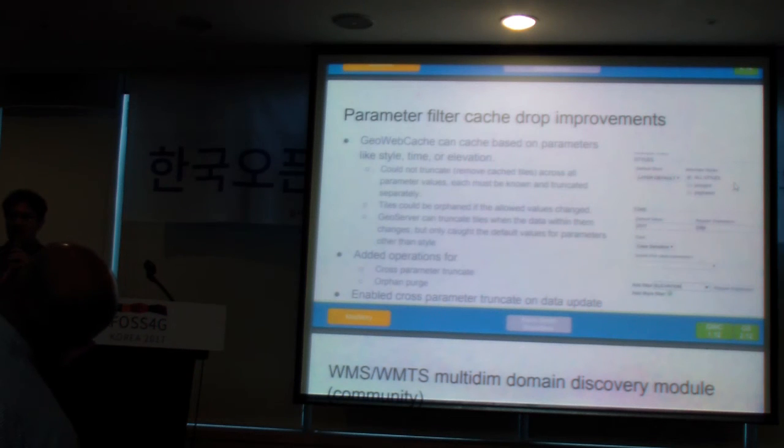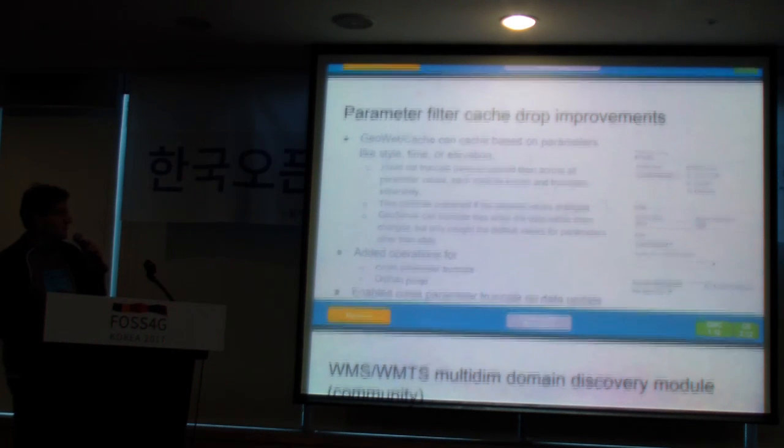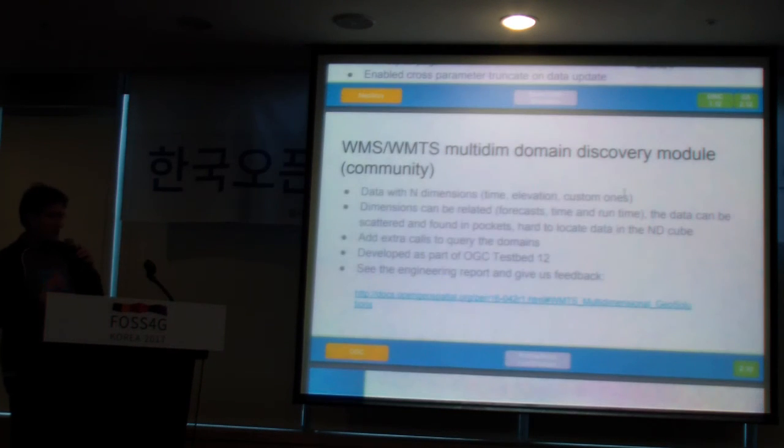Say you have a SQL filter. A SQL filter allows you to filter which features appear in a map. Every time I change the SQL filter, I'm making a new map. I'm making a new tile cache. The ability to drop all the tile caches associated to the various parameter combinations was a bit weak, and it has been fixed in GeoServer 2.12. This one I'm going to skip because I think I'm starting to be a bit late.